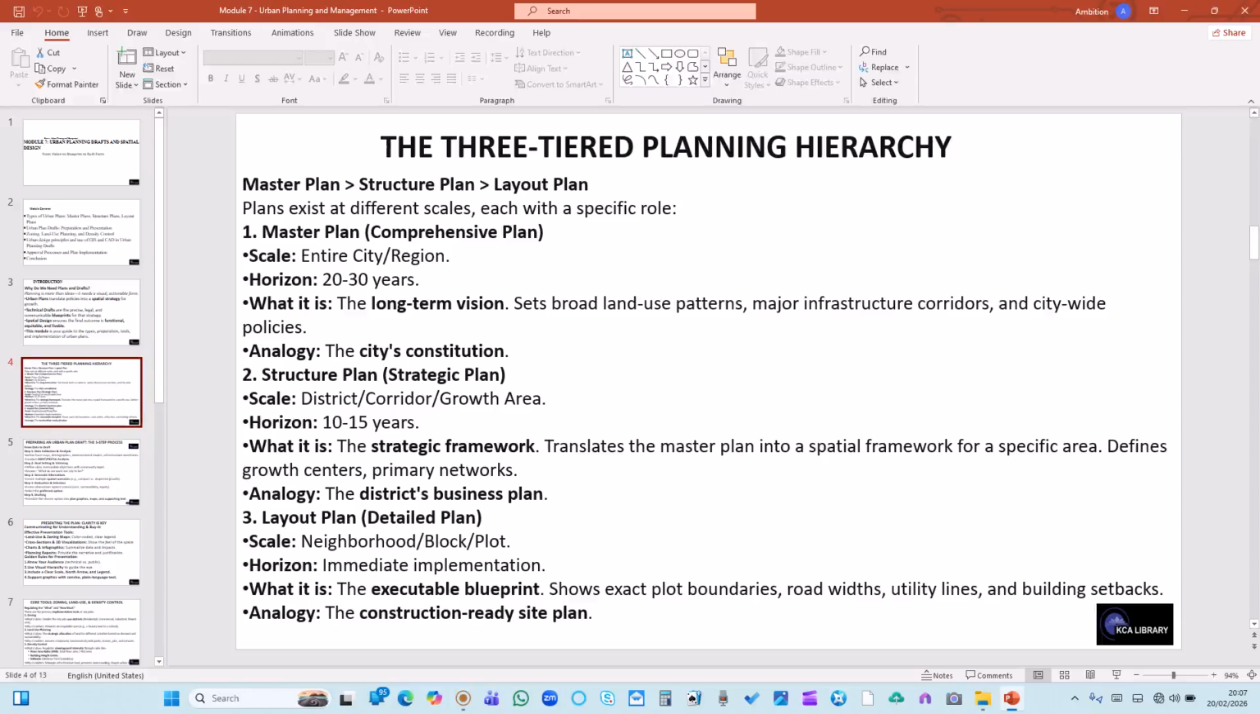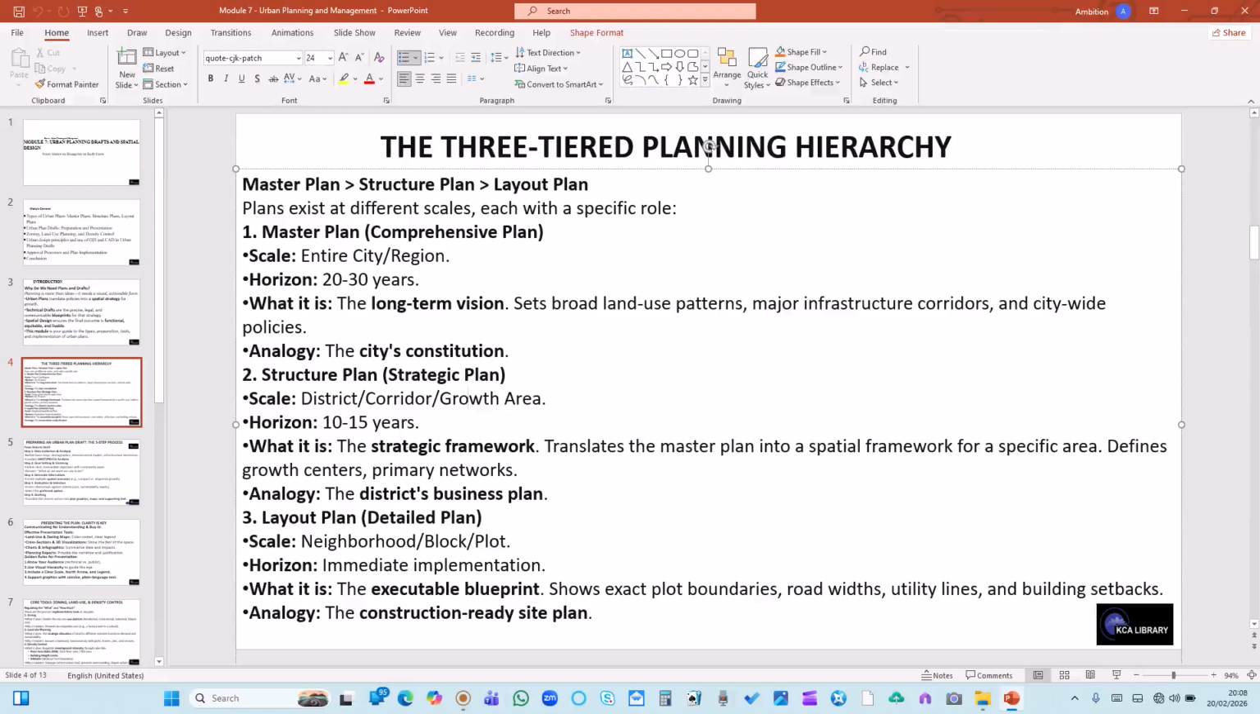Now, structure plan, on the other hand, is a strategic plan. The scale is that it covers district, corridor, or growth area. The horizon ranges from 10 to 15 years. What is it? It is the strategic framework that translates the master plan into a spatial framework for a specific area. It also defines growth centers and primary network. The analogy of structure plan is that it is the district business plan.